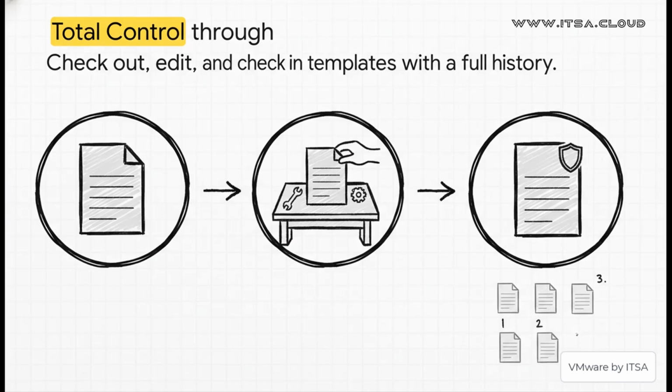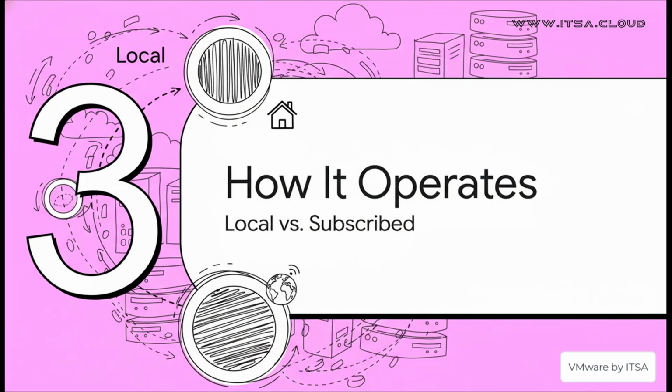And finally, you get total control, all thanks to versioning. And this is a real game changer. You can literally check out a template, apply the latest security patches, and then check it back in as a new version. This gives you a complete history and a systematic, controlled way to handle all your updates. No more guesswork.